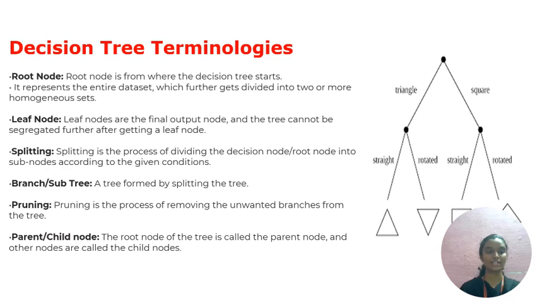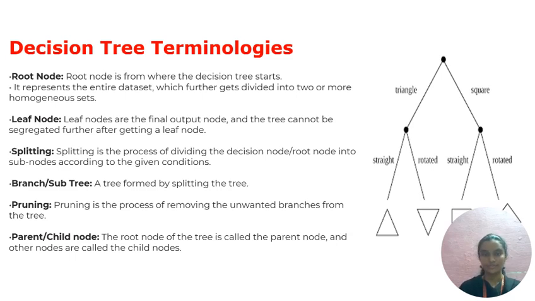Then the branch or the subtree, a tree formed by splitting the tree. As this is considered as the root node, it has further divided into two branches. So this is one of the subtrees, and here this point is known as the root node for this particular subtree, and for this particular right subtree, this decision node acts as the root node.